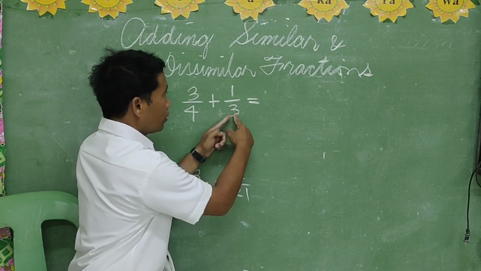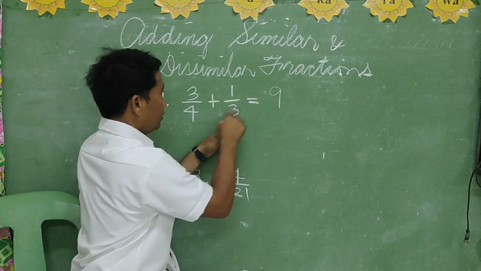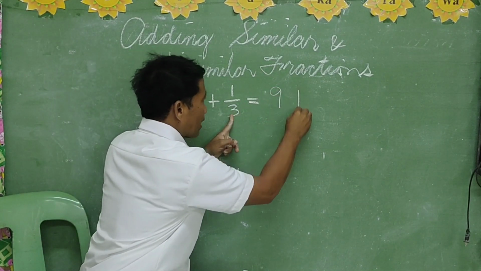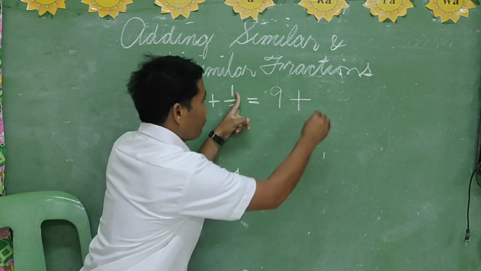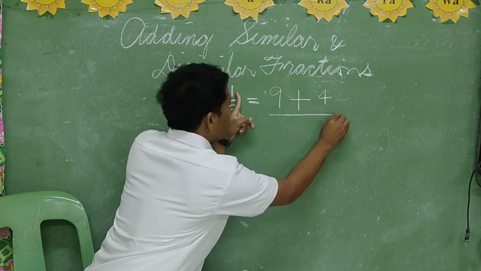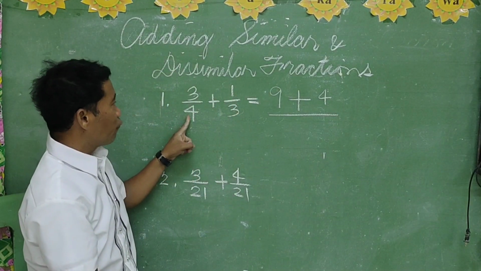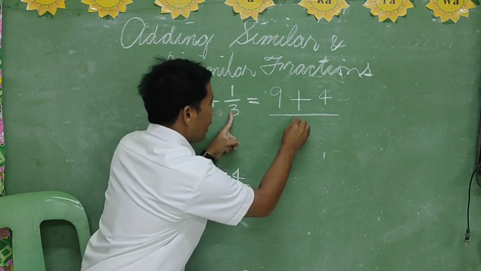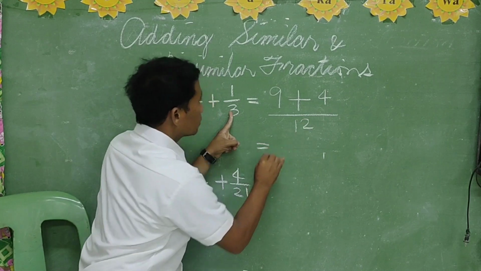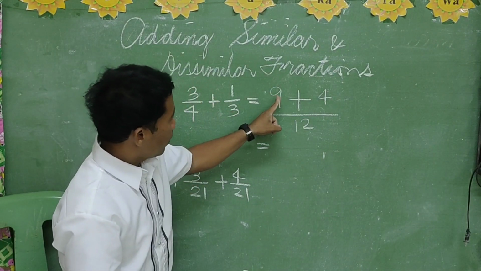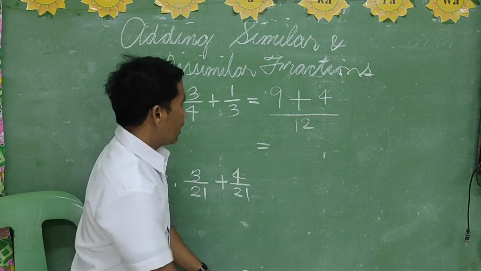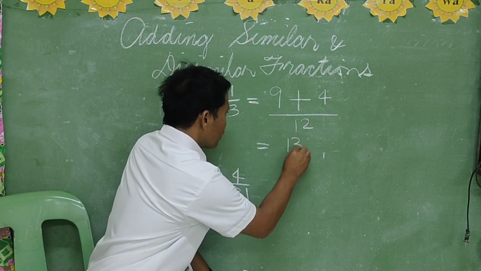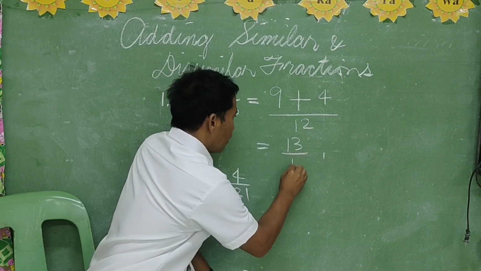3 times 3 equals 9. The sign is plus sign. 4 times 1 equals 4. Then multiply 4 times 3. The answer is 12. Equals. Add the first numerator to the second numerator. The answer is 13. And copy the denominator.